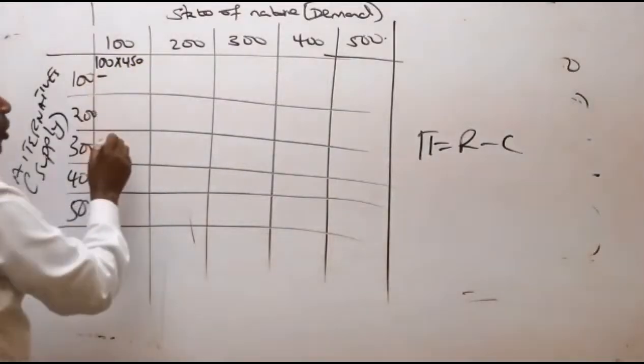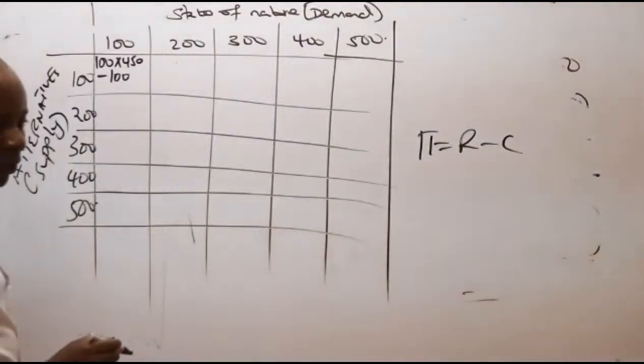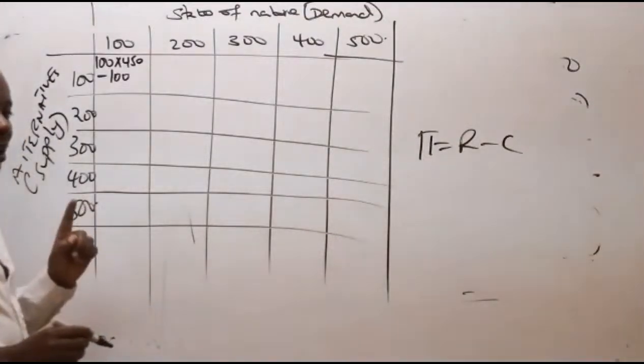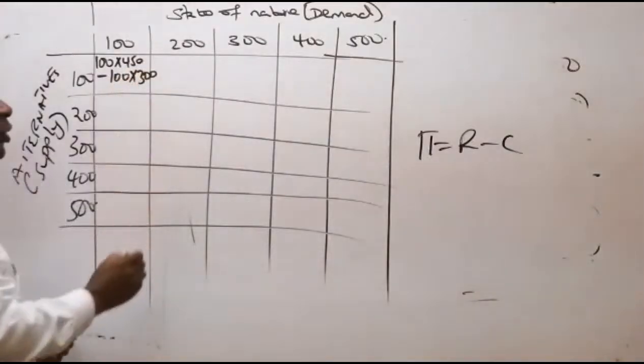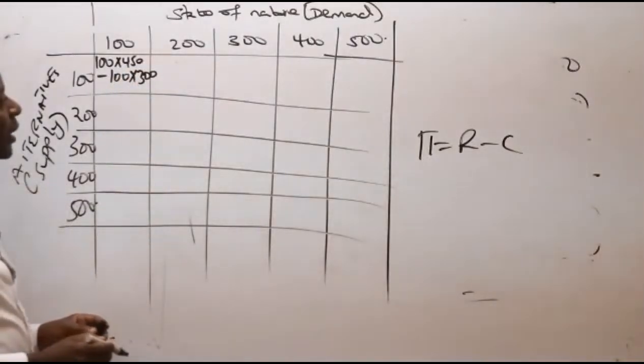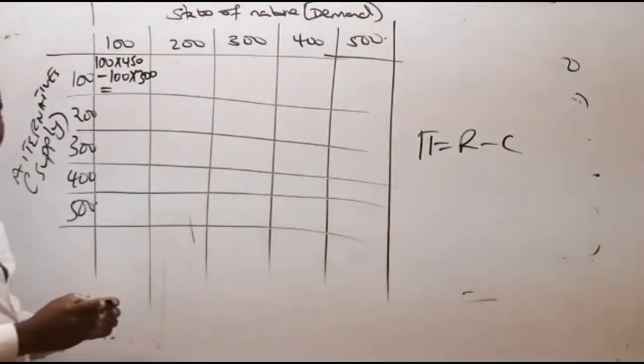How about the cost? The cost again will be on the basis of 100. But now remember that each crate, if you haven't forgotten, is costing us 300. So could you kindly give me this profit, ladies and gentlemen?